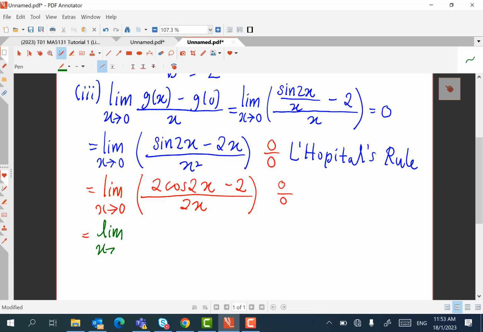Wow. How many times do you have to do it? As long as the indeterminate form persists, you can keep going on and on.